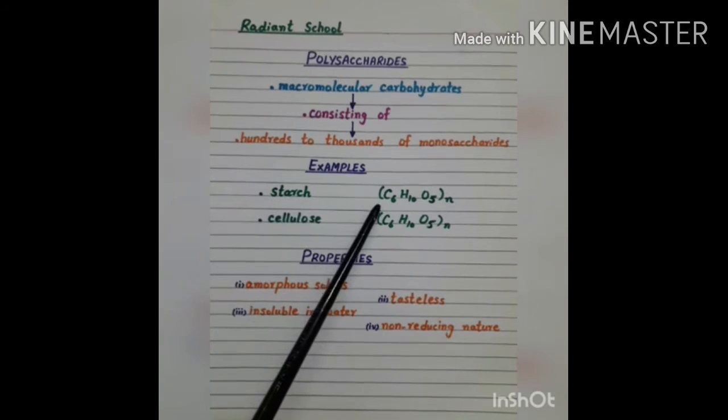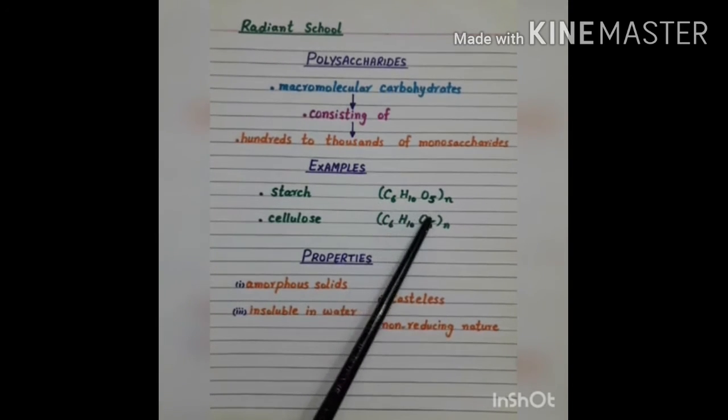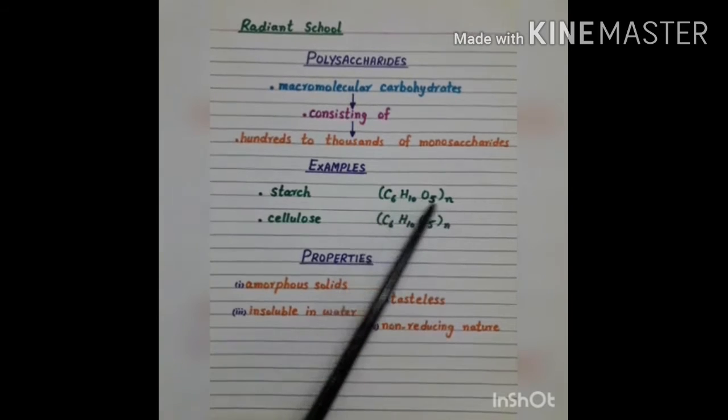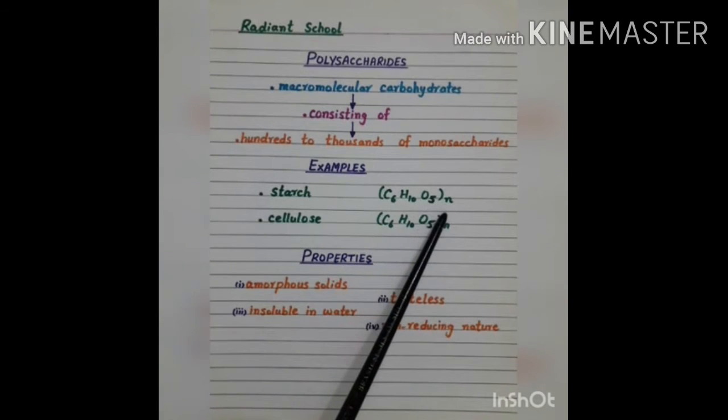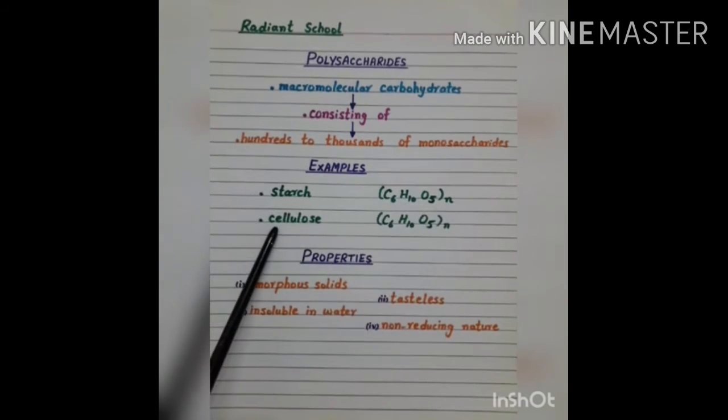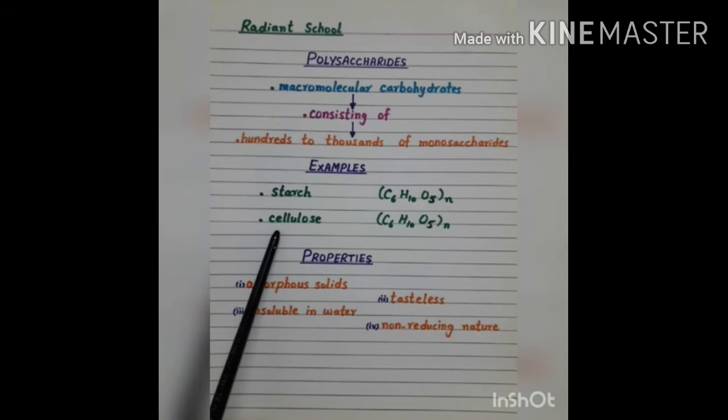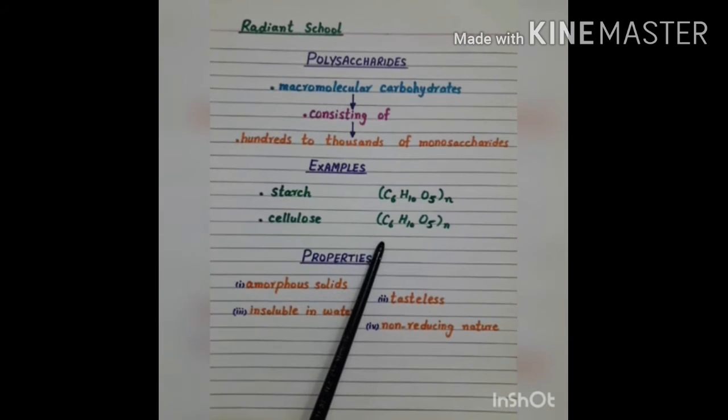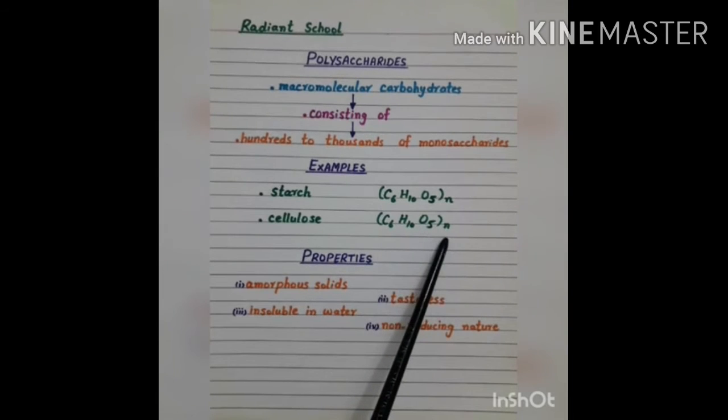It has a molecular formula (C6H10O5)n. This n number may vary up to hundreds. Next is cellulose. Cellulose is found in plant cell walls. It helps plants to remain stiff and strong. Human beings cannot digest cellulose. It also has the same molecular formula as starch, (C6H10O5)n, and this n number varies according to different compounds.